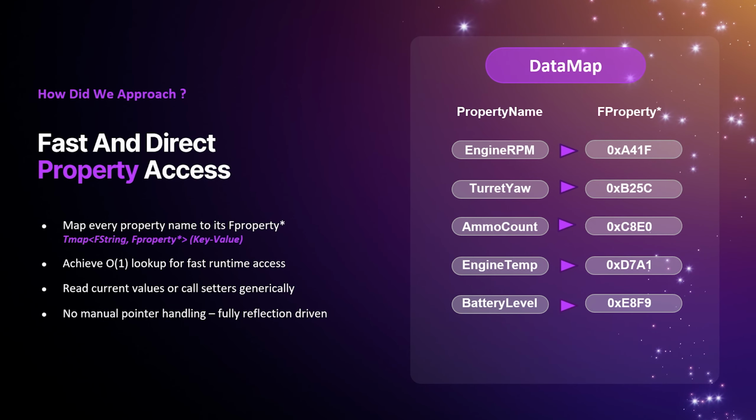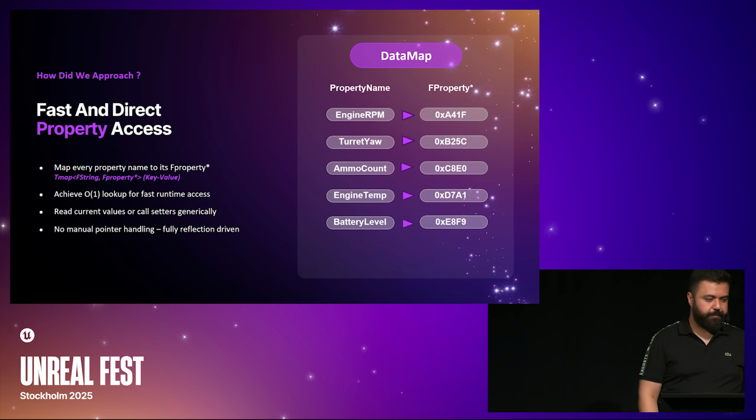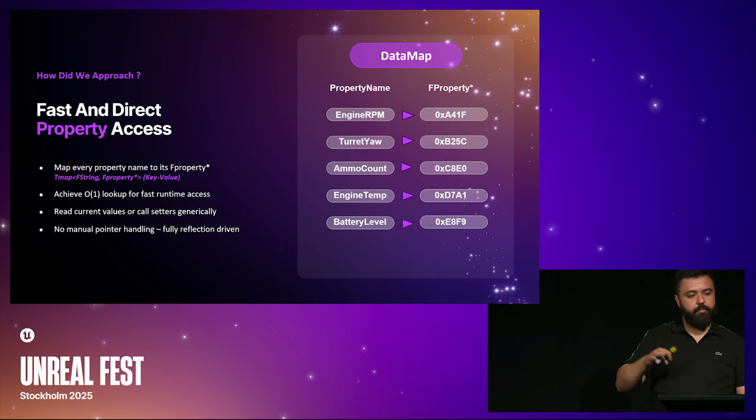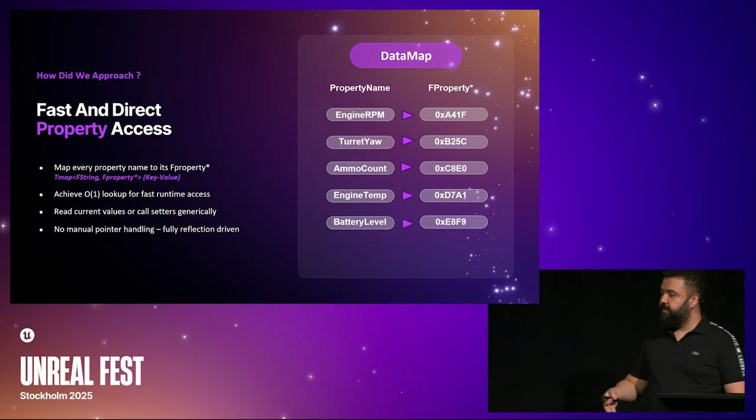We have used TMaps. As the keys, we store the FProperty's variable name, and as values, we store the reference of the FProperty. Thanks to using TMap, we achieve O(1) lookup, which is actually a very fast runtime. If you used arrays, it would be a linear search, and you wouldn't even know how fast it would be. We can read or write values instantly. Thanks to that, we don't have to handle pointers manually, and everything is reflection-driven.